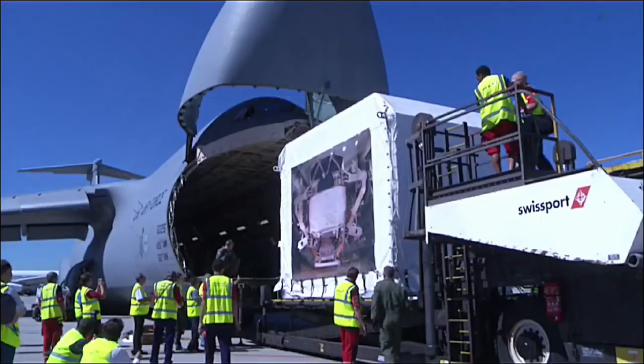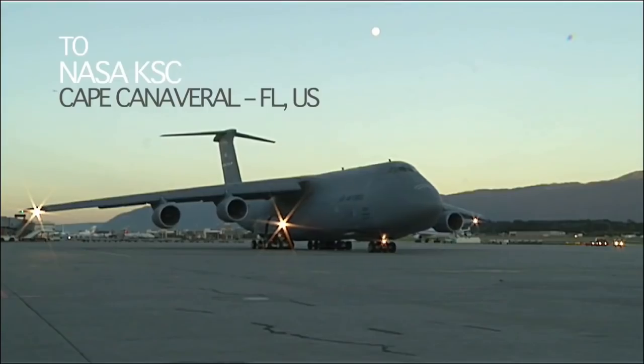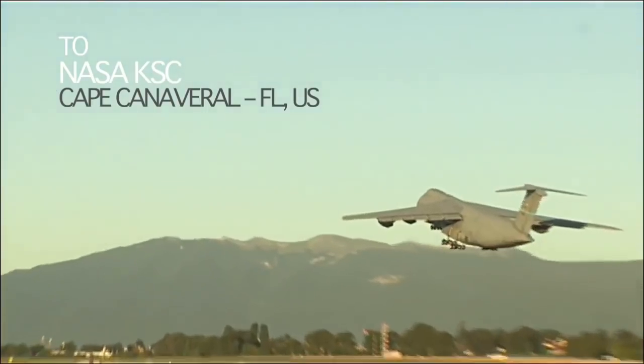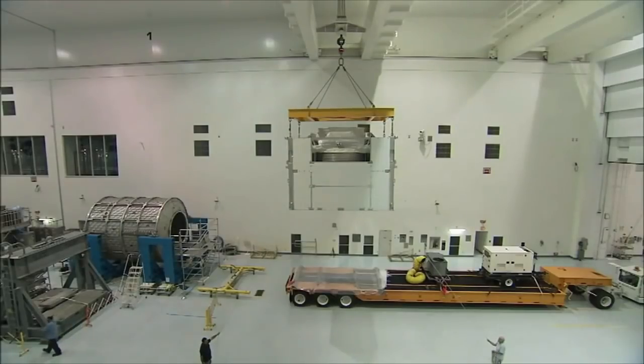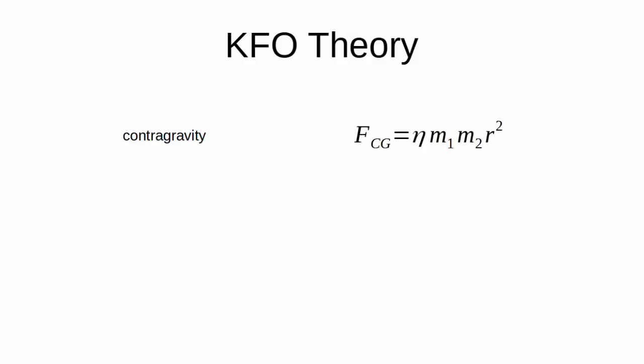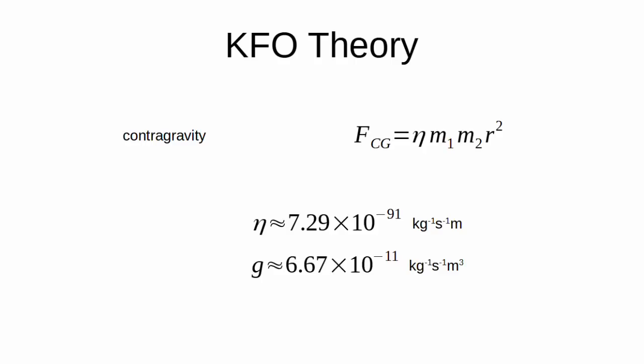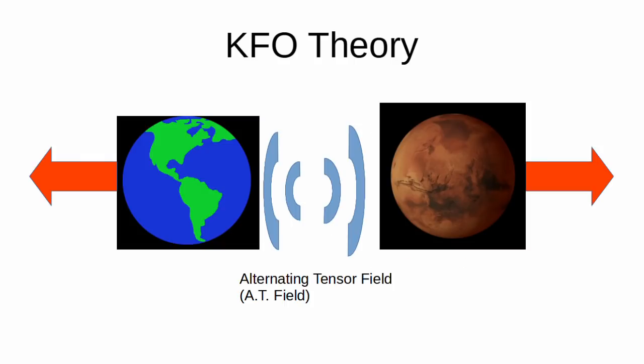The contragravitational constant is still being researched, but KFO collaborators Akagi and Okabe have conducted experiments on the AMSO2 to act as a quantum contragravimeter, placing an estimate of the constant at 7.29 times 10 to the minus 91 with these units here. Recall that dimensional analysis dictates the contragravitational constant has different units than the gravitational constant due to the inverse square law. An additional contribution of the paper was a hypothesis that the contragravitational force is mediated not by gravitons, but rather by an alternating tensor field, or AT field.